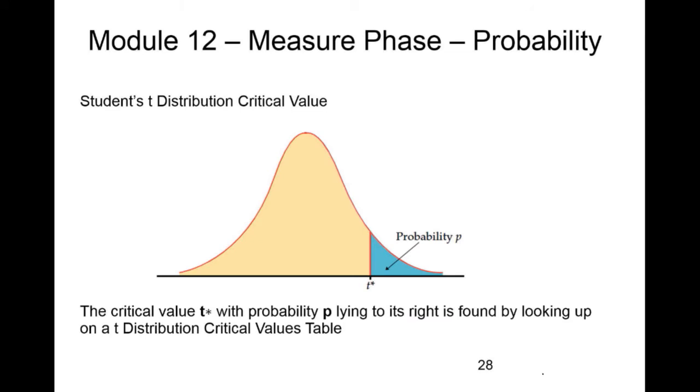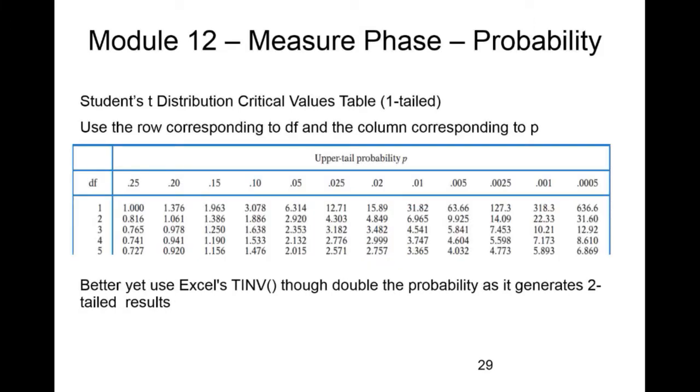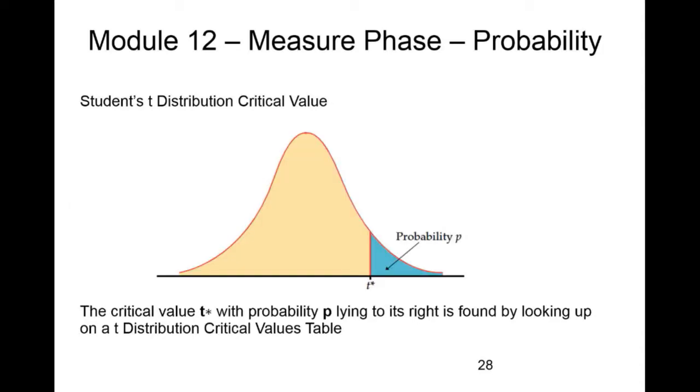Basically, we're looking at the critical values with probability lying to its right. It's done by looking things up on a t-distribution critical values table. You'll have a table, you generate the number, you look it up, and there it is. And they look like that. And this is for one-tailed. One-tailed is, again, we're looking at just this over here. We're not interested in what's happening over here at all, just over here. So that's called one-tailed. If we were interested in both, this would then be two-tailed. If we were actually looking at this as well as that, then it would be two tails.